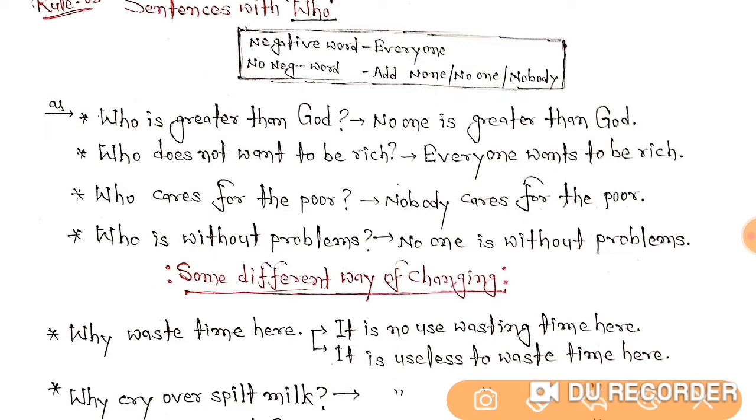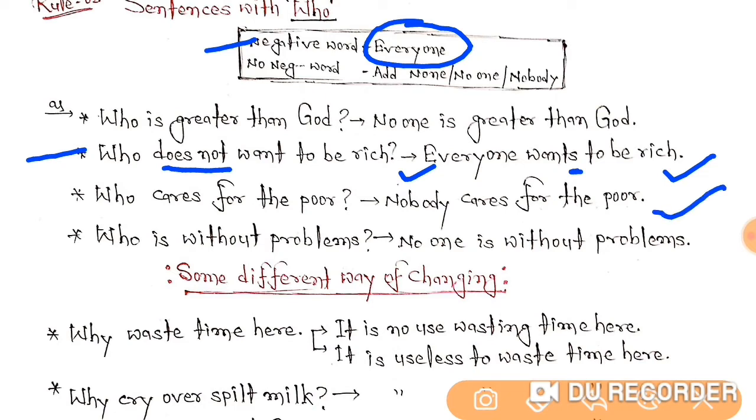Now the next example is "Who does not want to be rich?" Here "does not" is a negative word. So in case of a negative word, you have to use "everyone," right? See, I have started the sentence with "everyone." Everyone wants to be rich. Remember, "everyone" becomes a third person singular subject, so do not forget to add s or es with the verb, right? Who cares for the poor? Nobody cares for the poor. Who is without problems? No one is without problems, right?